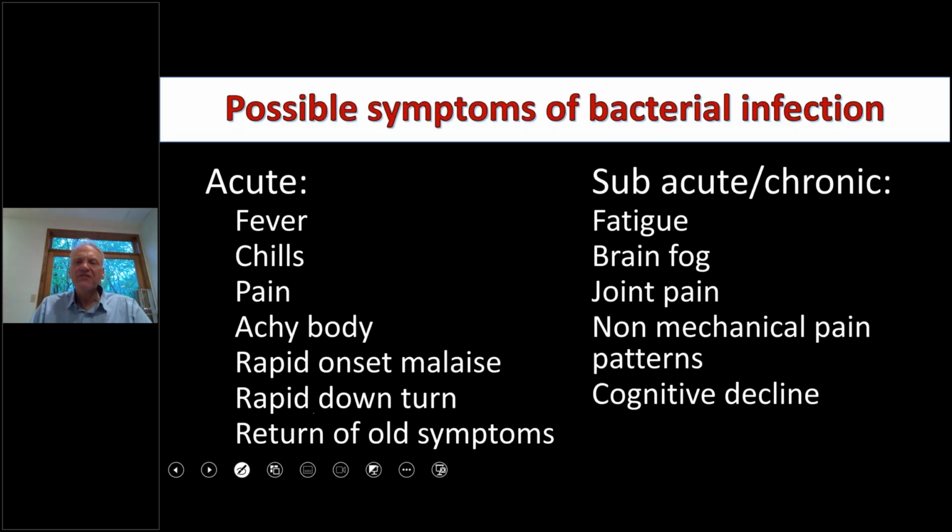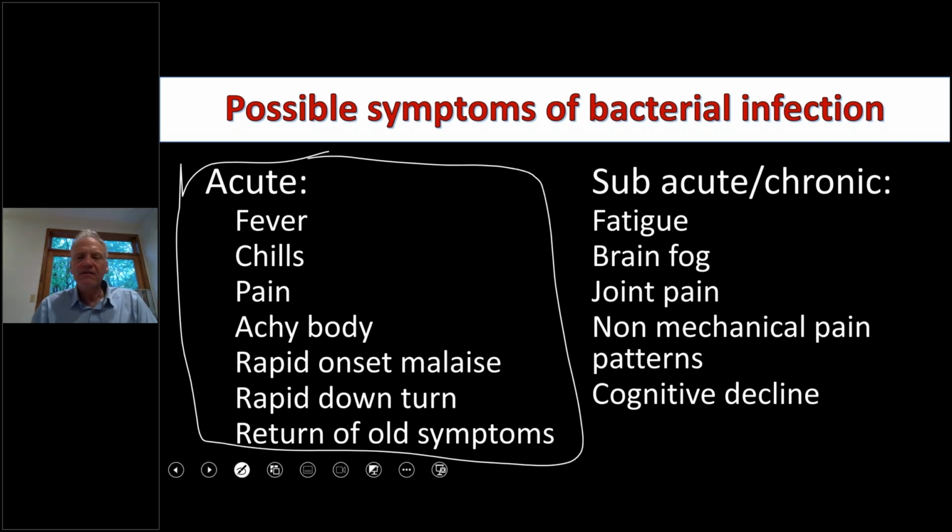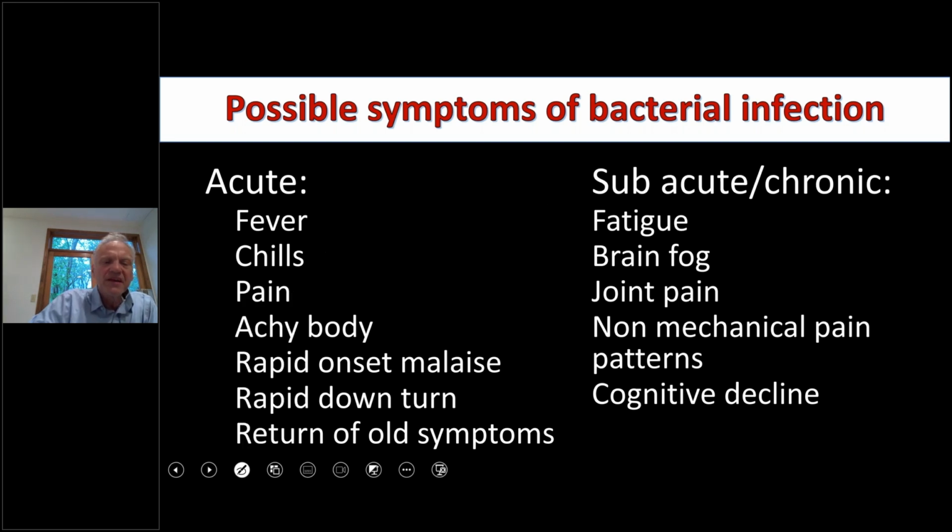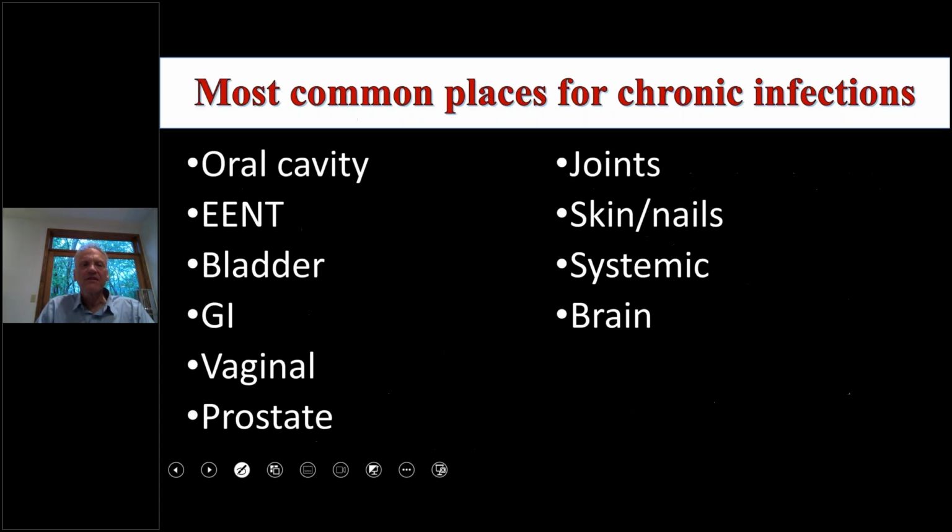All right, so possible symptoms of bacterial infection. If you have an acute one right now, these are not hard to find or see. And I say this kind of funny, but even medical doctors can find these, right? A person comes in, they have fever, chills, pain, achy body, rapid onset, malaise, rapid downturn, return of old symptoms. These can be an acute infection. Subacute can still look like fatigue, brain fog, joint pain, non-mechanical pain, cognitive decline, right, over time, cognitive decline.